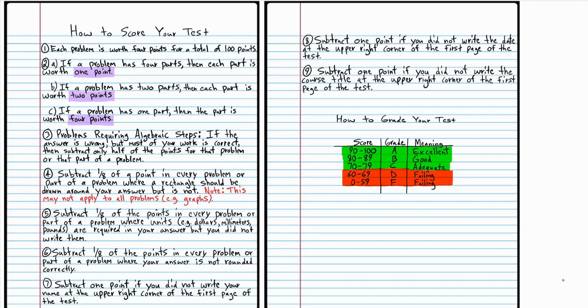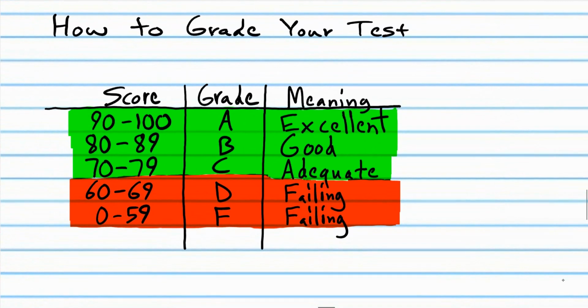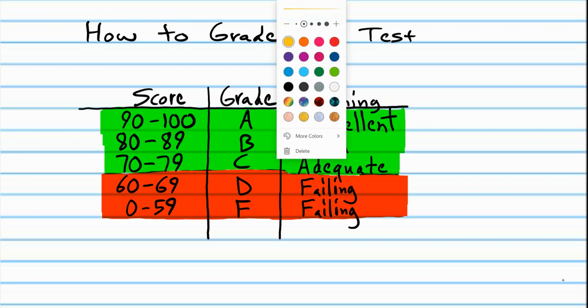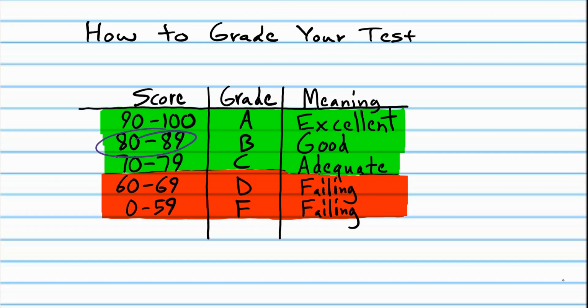Okay, we're back. So if you scored 90 to 100, of course, that's an A. That means that you did excellently. If you scored 80 to 89, that means you did very well. That's a B in the United States grading system. If you scored a B, then that means there's a few things you need to work on, but you know it mostly. If you scored 70 to 79, that's a C, which means you did okay, but there's quite a few things you need to work on.